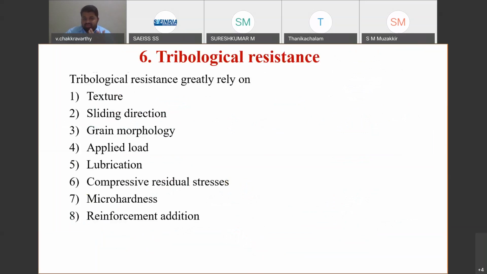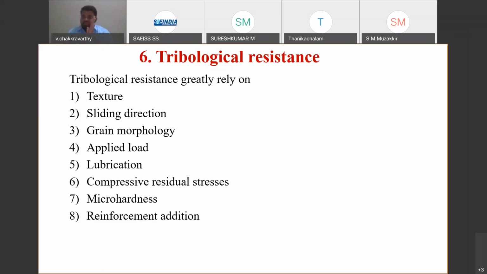So, tribological resistance is nothing but the wear resistance of the implant. Here you could observe that texture plays a vital role. I have already shown texture like an inverse pole figure, showing the direction of the cell growth. That texture determines your tribological resistance. The sliding direction, in what direction the sliding or rubbing is taking place, is very, very important. And what is the grain morphology? Fine grains have high tribological resistance as compared to the coarser grain structure. So this grain morphology is very important.